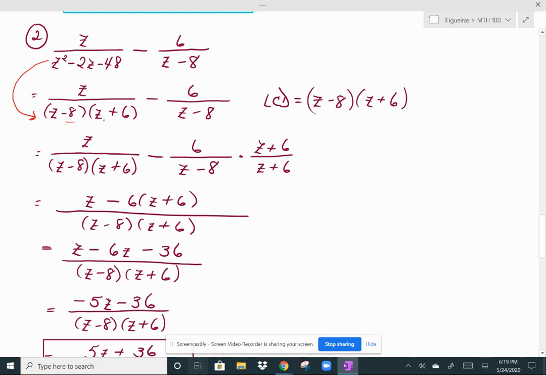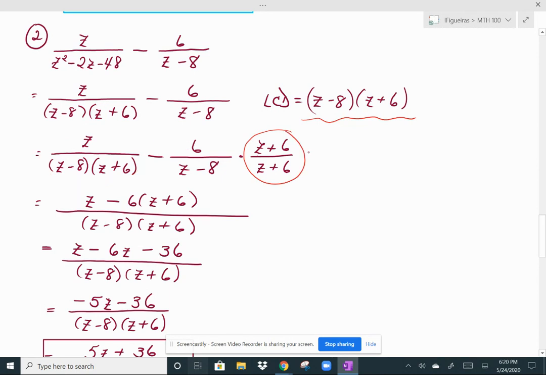The negative 8 and the positive 6 gives me negative 48 as a product. But when you add these, you get negative 2 as a middle term. All right, so now that I see my factors, I know that my LCD is the one they have in common, z minus 8, and the one they don't have in common, which is z plus 6, which means the first fraction does not change. It already has the common denominator, but the second one gets multiplied by the missing factor, which is z plus 6.